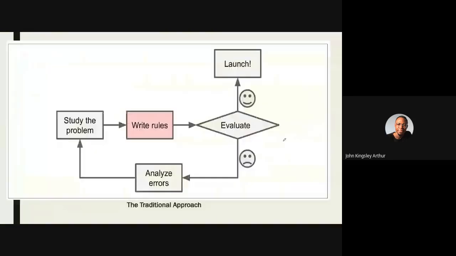So this diagram, the flow chart in here, is a representation of the example I was looking at. You would have to study the problem. Studying the problem for a spam filter means identifying the words or phrases, for example "for you," "credit card," identifying the sender's name and all the patterns. Then you have to write rules for each one of them. You must evaluate the rule. If you evaluate your algorithm and you think it is okay, then quickly you launch it.